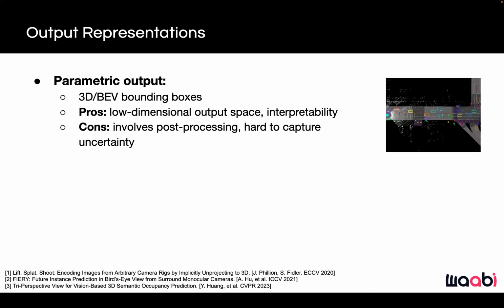We've discussed perception models using 3D or BV bounding boxes as output representations. Reasoning about parametric outputs has the advantage of better interpretability, and the output space itself is low-dimensional. However, in many cases, it also requires additional post-processing like score thresholding and NMS. Through this post-processing, it becomes hard for a downstream model like prediction to fully capture the uncertainty of each object estimate. And sometimes the box is not the best way to describe freeform objects.